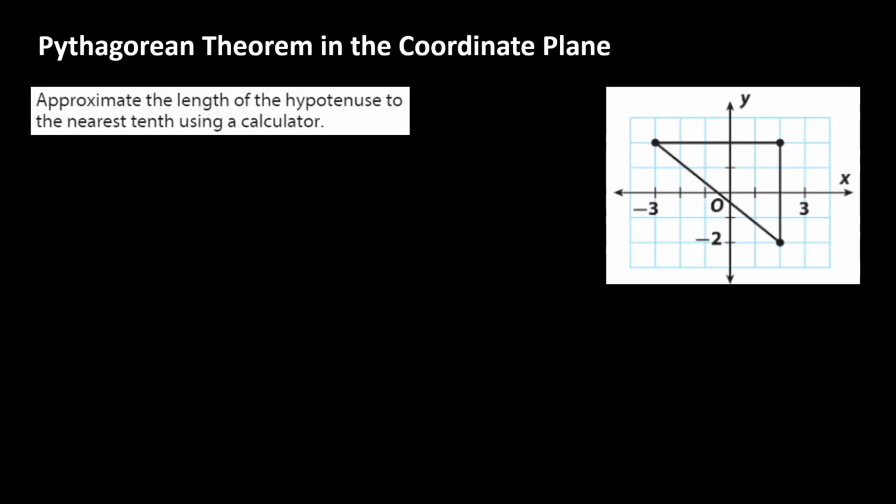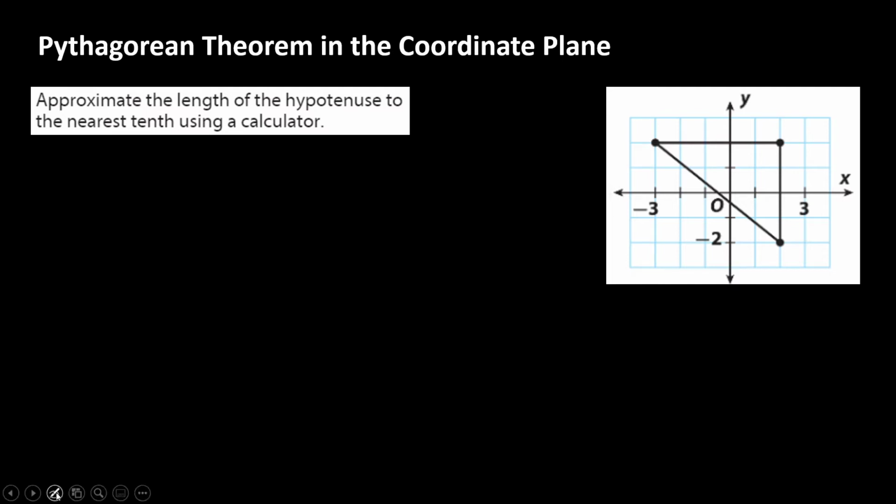So let's try this out in the coordinate plane. We are going to approximate the length of the hypotenuse in this diagram to the nearest tenth using a calculator. This is a great reminder to you if you have not been using a calculator yet. Now is the perfect time to start.